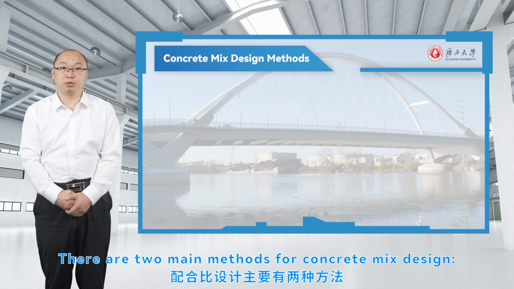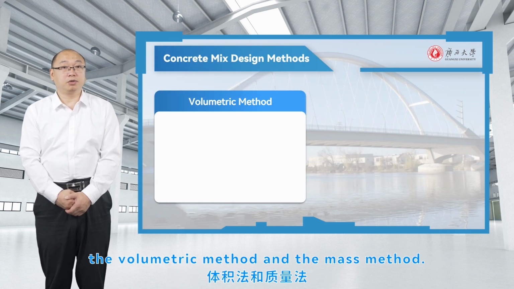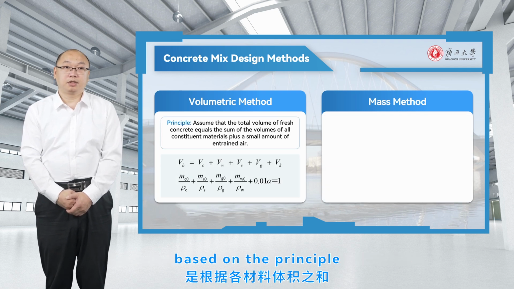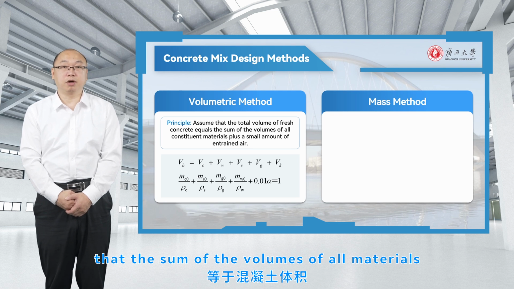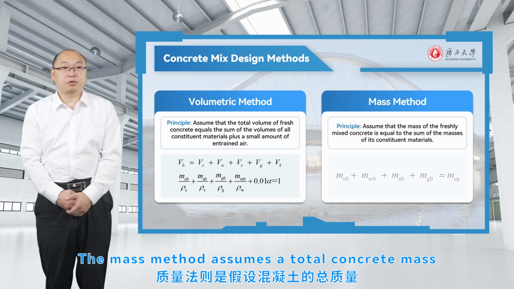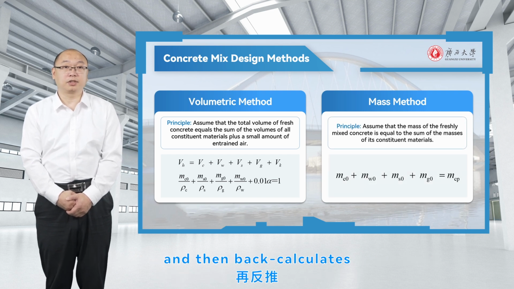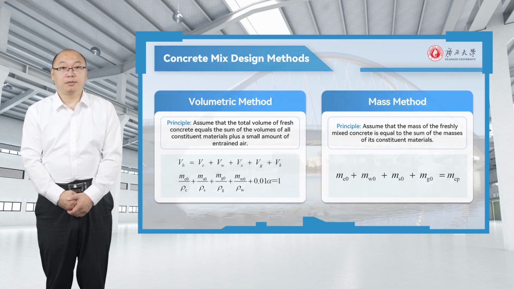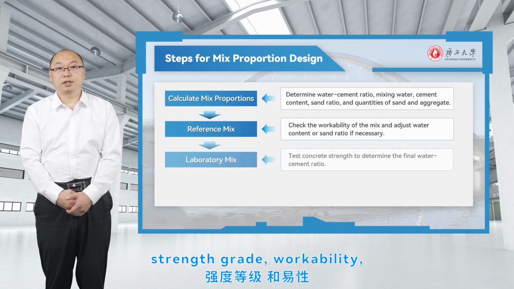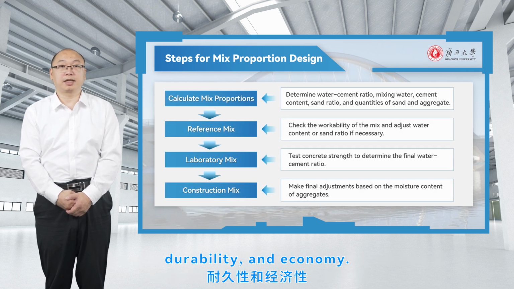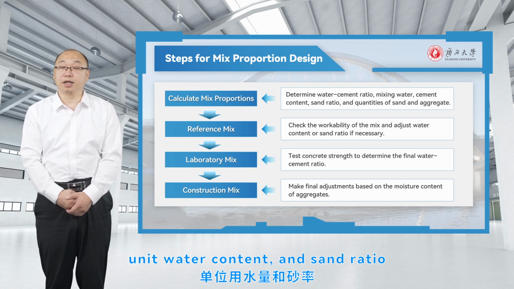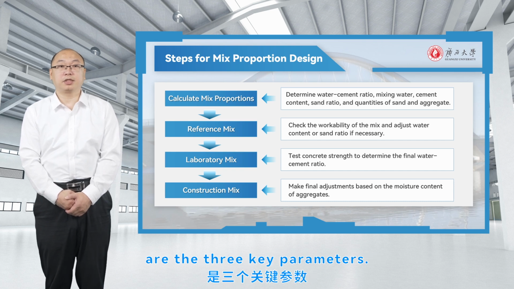There are two main methods for concrete mix design, the volumetric method and the mass method. The volumetric method calculates the mix based on the principle that the sum of the volumes of all materials equals the volume of concrete. The mass method assumes a total concrete mass and then back-calculates the required amounts of each material. A mix design must satisfy four basic requirements: strength grade, workability, durability, and economy. Among these, the water-cement ratio, unit water content, and sand ratio are the three key parameters.